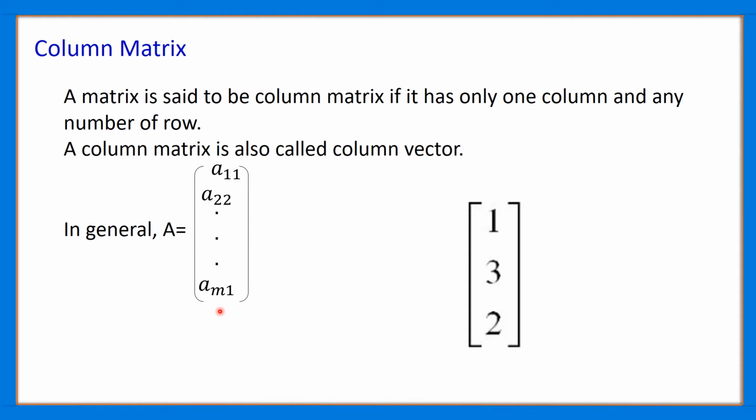Okay. If we look at the example, the matrix [1, 3, 2] tells us that there are 3 rows and 1 column. What is the order of a column matrix? A column matrix has the order m cross 1. Here m is the number of rows and 1 is the number of columns. For the example matrix [1, 3, 2], the order is 3 cross 1. So there are 3 rows and 1 column. Therefore, the order will be 3 cross 1.